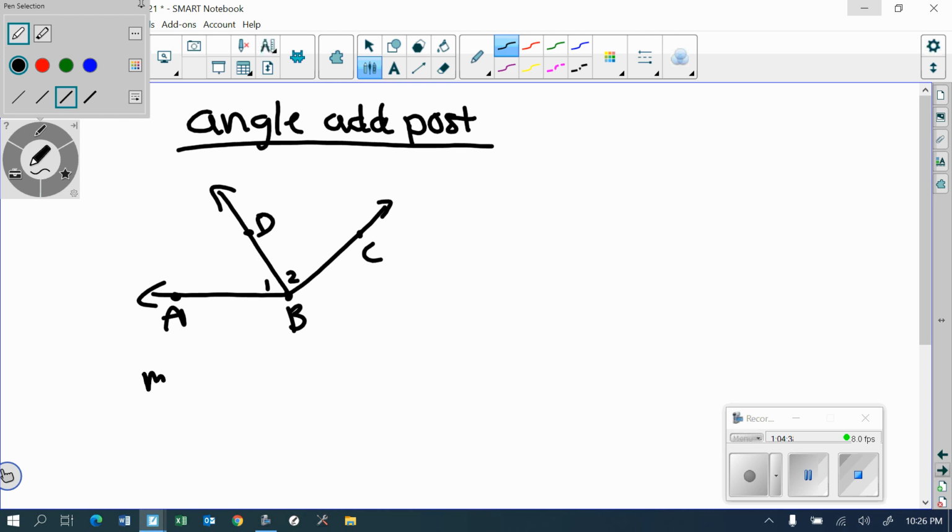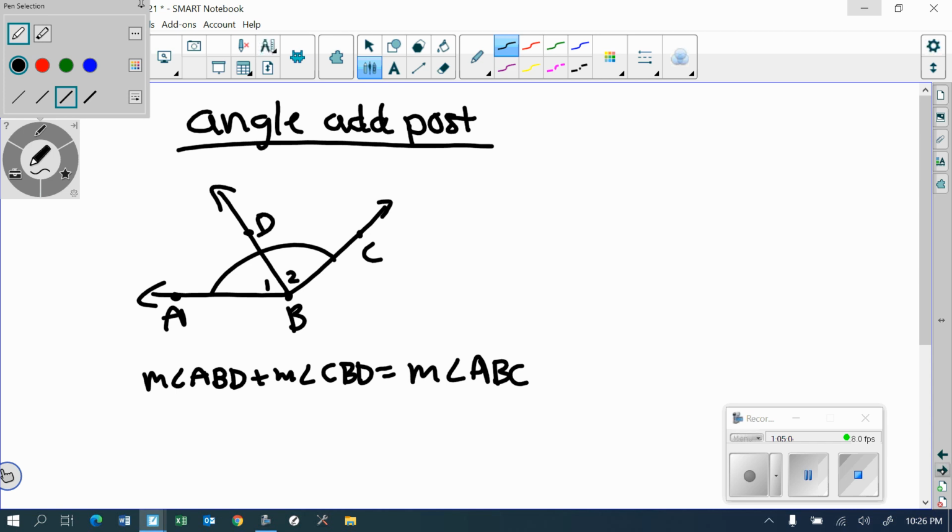So I can say the measure of angle ABD plus the measure of angle CBD equals the measure of angle ABC. These two angles added together equal the entire angle, angle ABC. That's common sense. That's why it's a postulate. So that's called the angle addition postulate.